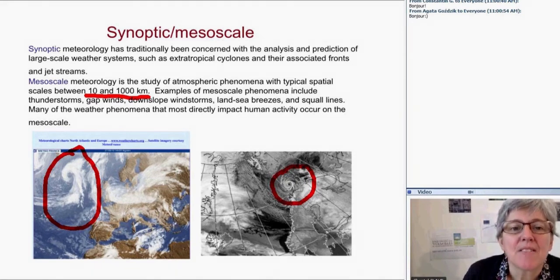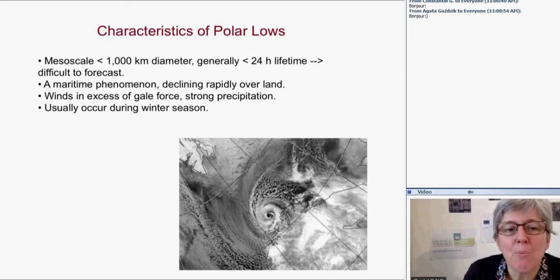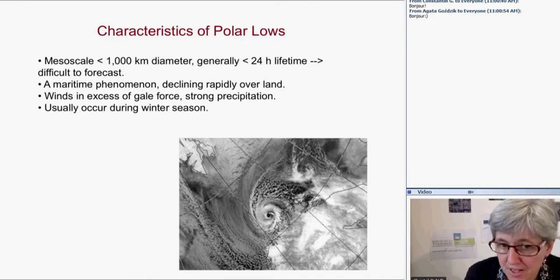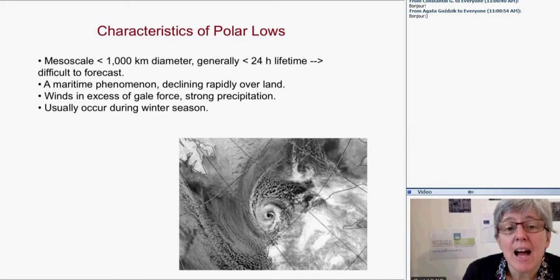More precisely, what is a polar low? So this is a system of small scale which doesn't last very often, which forms over high latitude regions where there are not many observations, if one accepts satellite observations, and it forms very rapidly. And this is why it is very difficult to forecast them accurately.